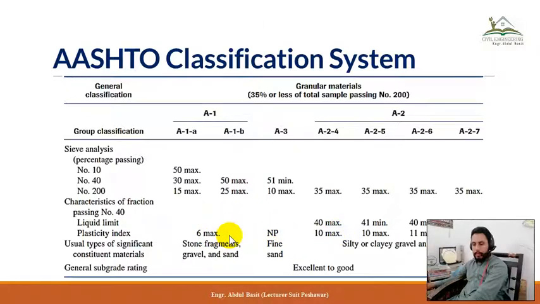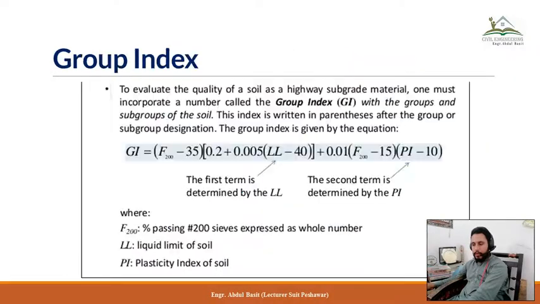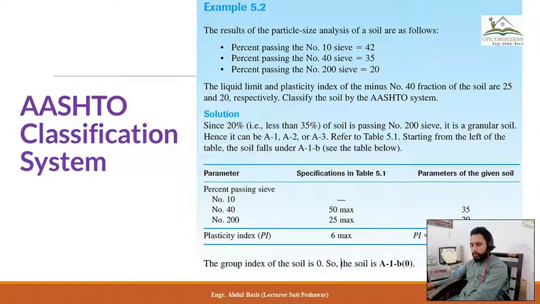6 is the maximum value, and the plasticity index in the statement given over there is 20. So the plasticity index is 20 and the maximum is 6, so it's definitely not falling in A1B. This is a wrong interpretation here in this table. It is falling somewhere in the other groups, so you will look for that group, and then you will decide the group index as well.